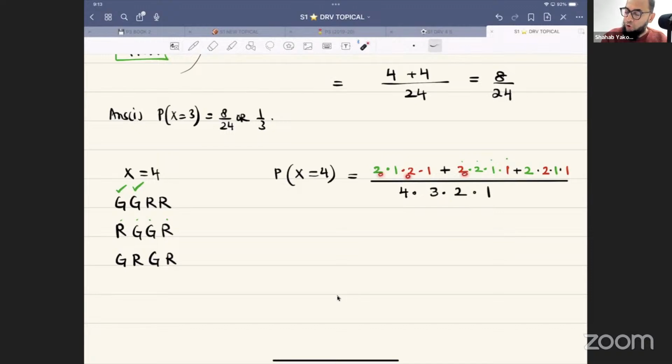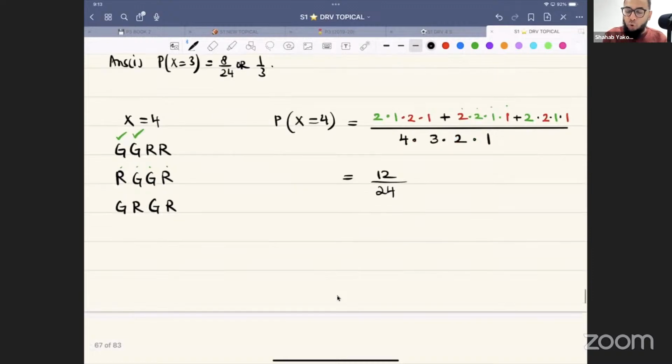2 into 2 is 4, 2 into 2 is 4, 2 into 2 is 4. So I could have written it once and multiplied by 3, but I just wanted to show that the 3 different scenarios are there. So 4 plus 4 plus 4, how much is that? That is 12 divided by 24. So I think that's all done and dusted.